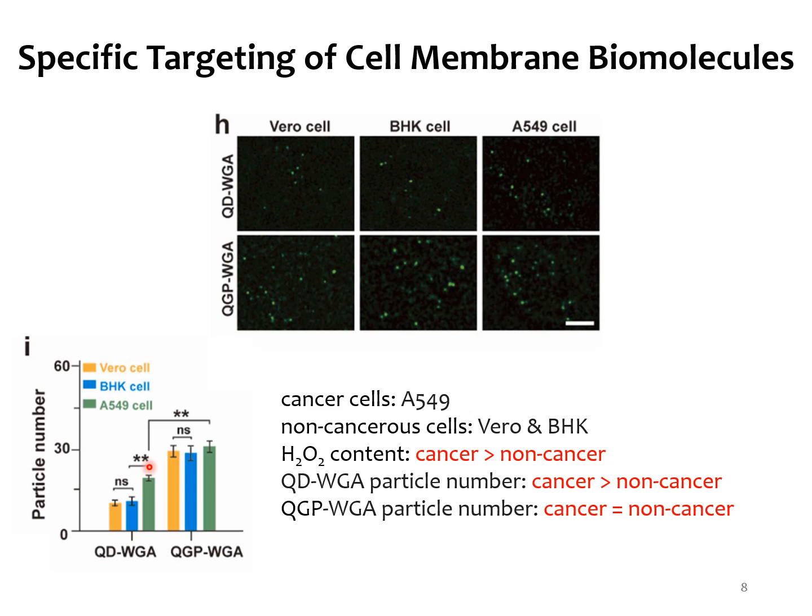When using QGP-WGA, which is modified with glucose oxidase to continuously and stably produce hydrogen peroxide, the particle number in all three cell types was similar. This demonstrates that QGP can effectively reduce signal variation caused by different cell types and maintain stable ECL signals.